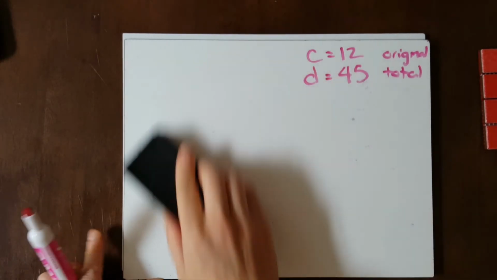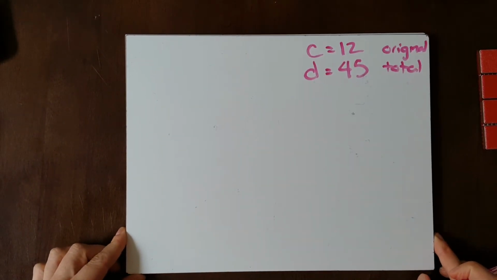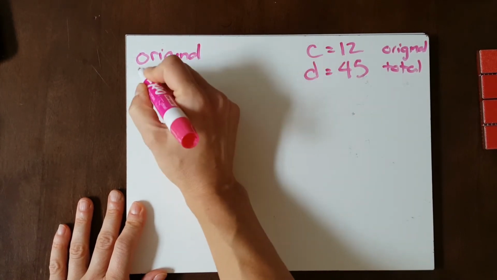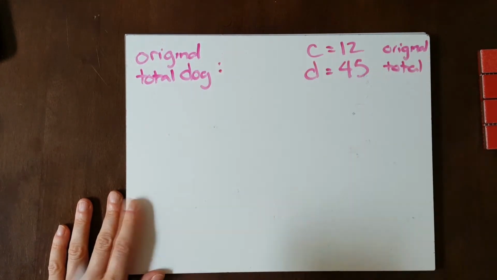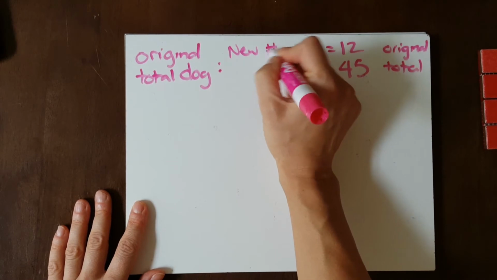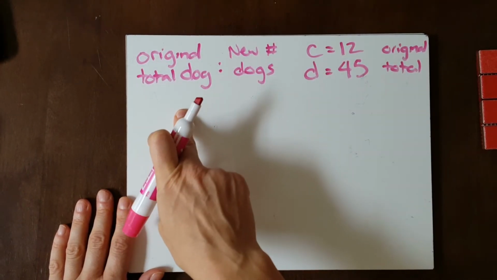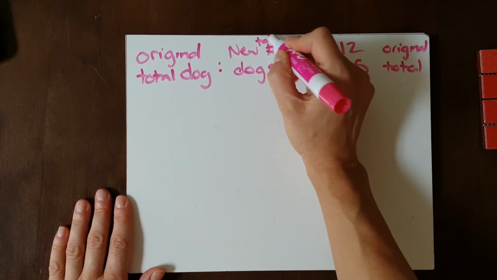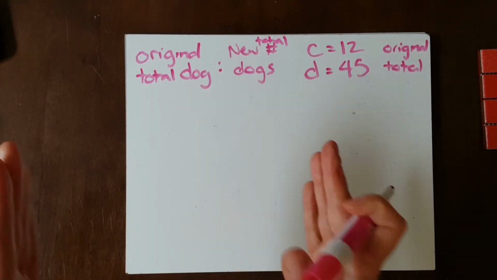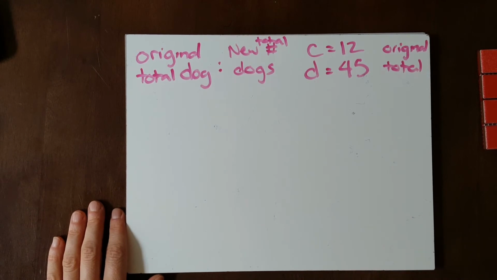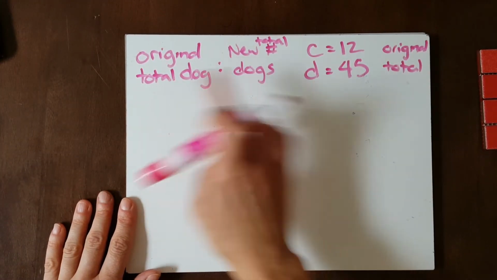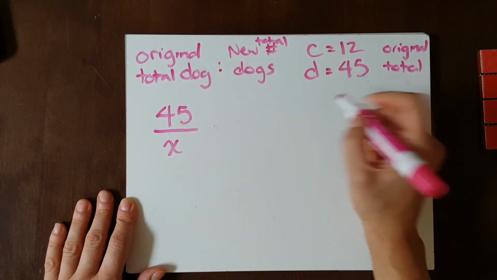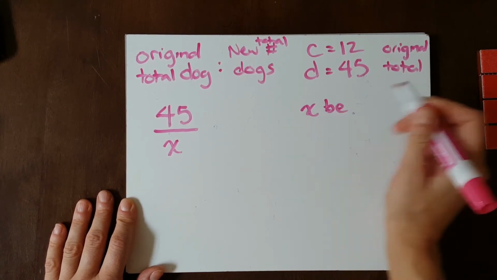What we want to do is create some sort of ratio. I'm trying to find how many dogs left. So my ratio in this case, I'm going to change it to my original total dogs to my new number of dogs. If I know my original number of dogs and I compare that to my new total number of dogs, I should be able to figure out how many left. So let's walk through it. I have my original total amount of dogs, which we know is 45. And our new total of dogs, we don't know. So let x be the new total number of dogs.